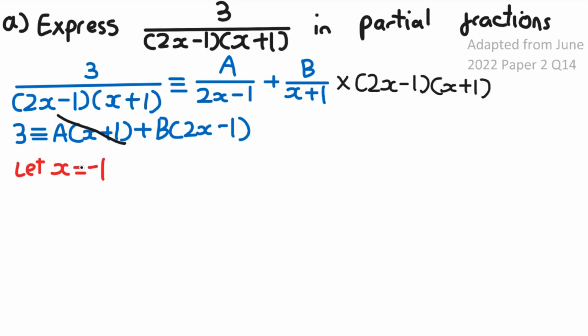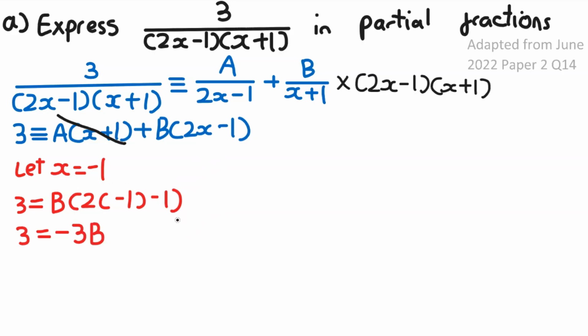So if we sub in x is equal to minus 1, this side here will still be 3, and then it will be b, and then 2, and then we sub in the minus 1 for x here, and then minus 1 like this here, and then this bracket here is minus 3, and then if you divide both sides by minus 3, you get that b is equal to minus 1.